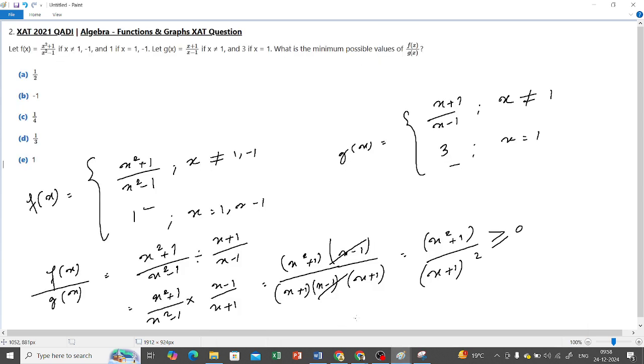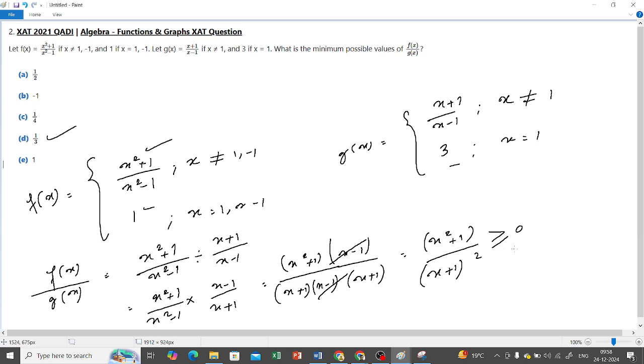So that means my answer is 1/3. Okay, so let me explain it once again. f(x) is (x² + 1)/(x² − 1) when x is not equal to 1 or −1, and f(x) equals 1 when x equals 1 or −1. g(x) equals (x + 1)/(x − 1) when x is not equal to 1, and g(x) equals 3 when x equals 1. I need to find the minimum possible value of f(x)/g(x).